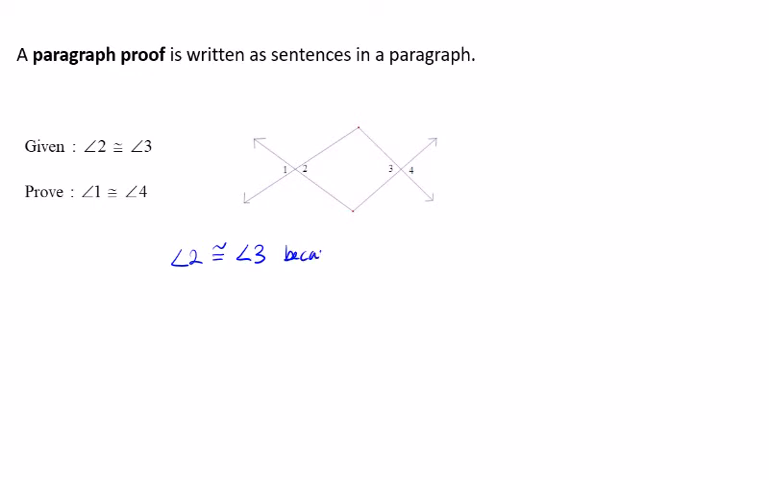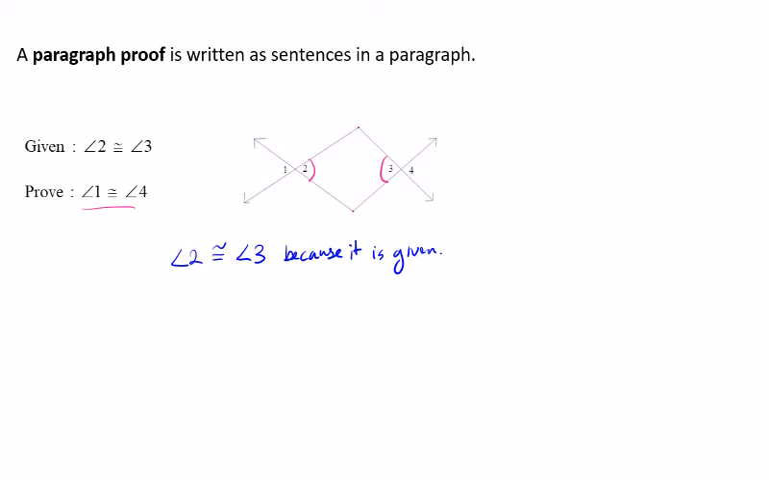So angle 2 is congruent to angle 3 because it is given. All right. So then we can include that in the diagram. Angle 2 is congruent to angle 3. We're trying to prove that angle 1 is congruent to angle 4, right? So next we can say, okay, well, angles 1 and 2 must be congruent, right? And 3 and 4 must be congruent because those are vertical pairs, right?